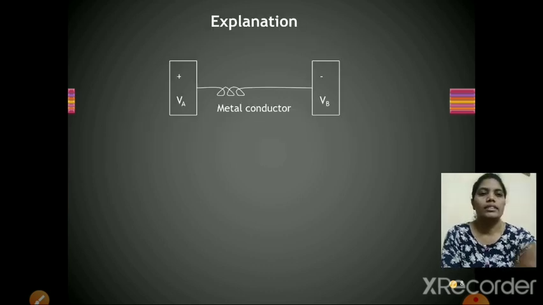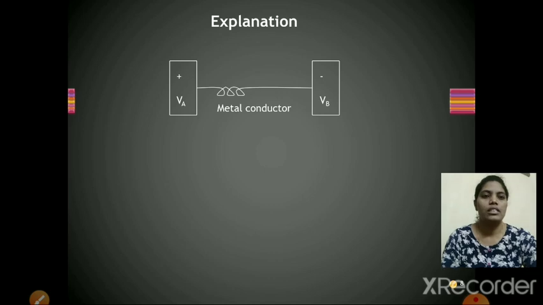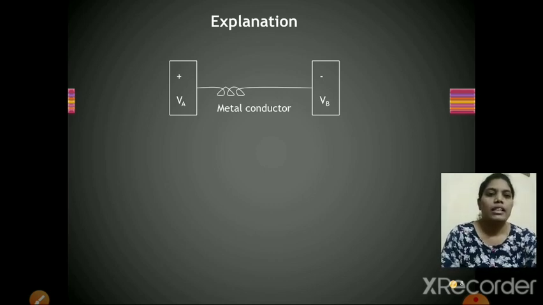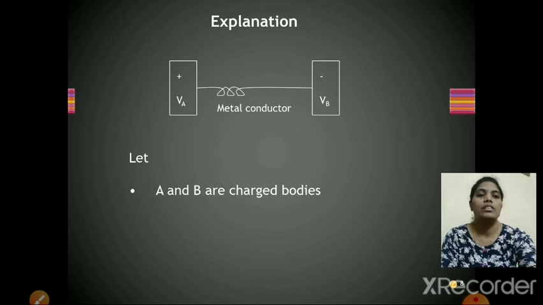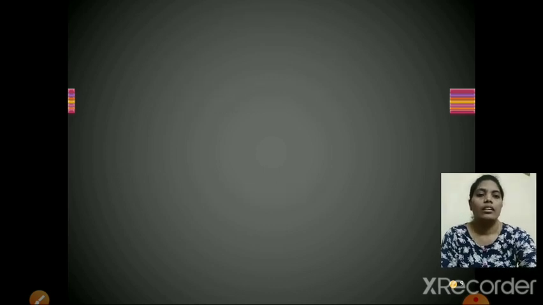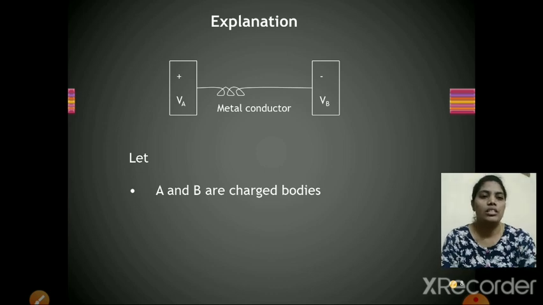Now let us see how we can explain this Ohm's law. Here you can see a metal conductor which has two ends. At the two ends you can see positive charge and negative charge. What it means? There is potential difference at the ends of the conductor. Now here A and B are charged bodies. A is positively charged and B is negatively charged.